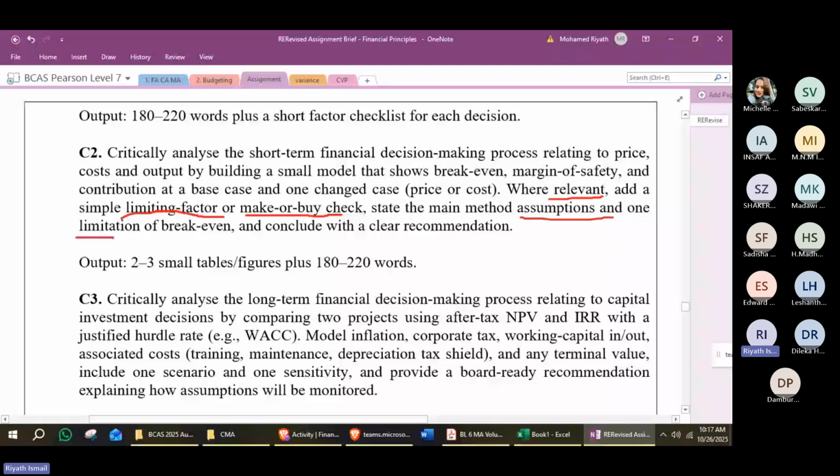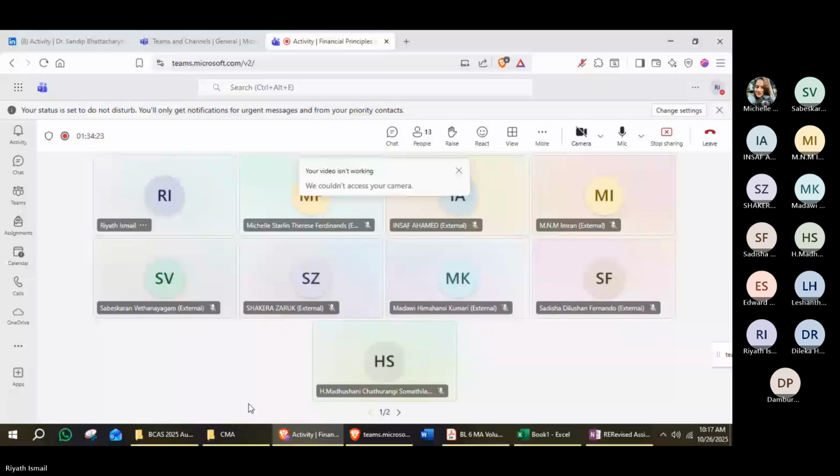So that's the next session. After the break, we'll discuss the limiting factor and the make or buy decision. Shall we meet about 10:30? We'll meet about 10:30. Before that, if you have any doubt, you can ask.